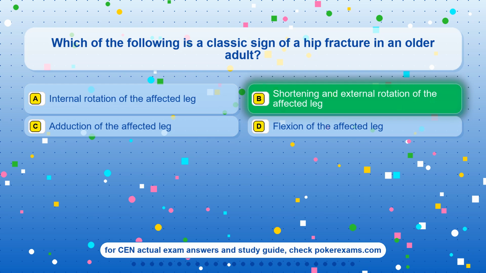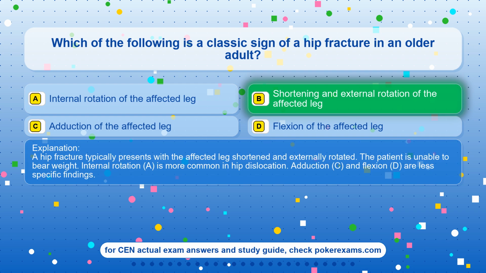The correct answer is option B. Shortening and external rotation of the affected leg. A hip fracture typically presents with the affected leg shortened and externally rotated. The patient is unable to bear weight. Internal rotation, A, is more common in hip dislocation. Adduction, C, and flexion, D, are less specific findings.